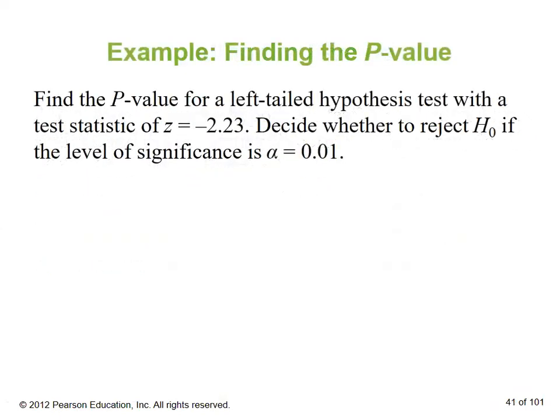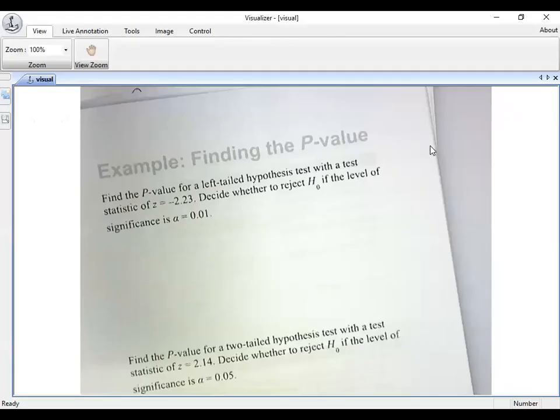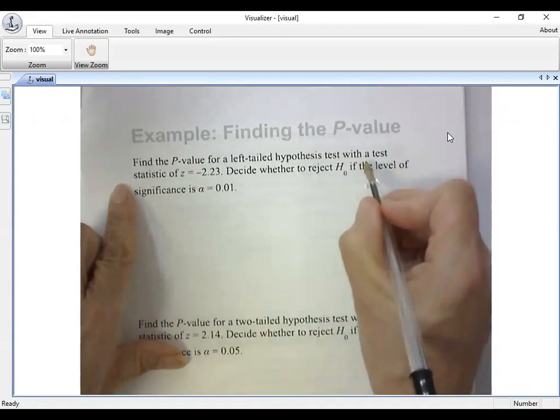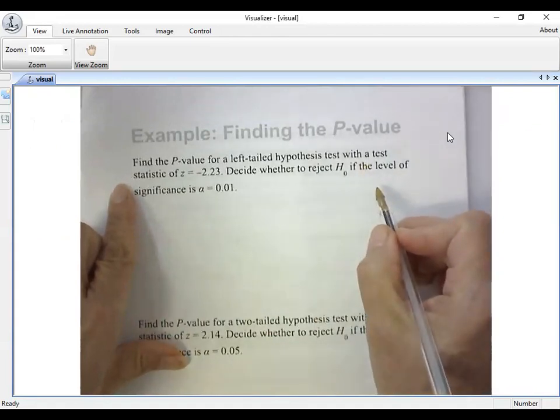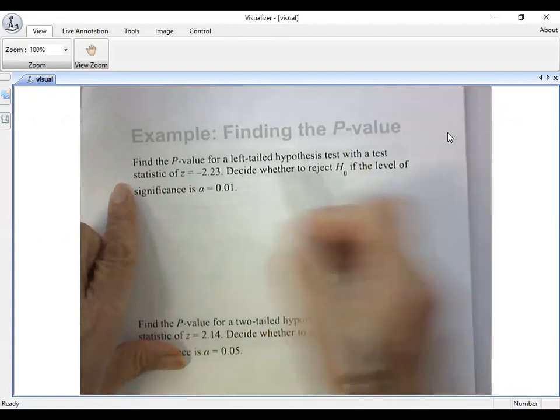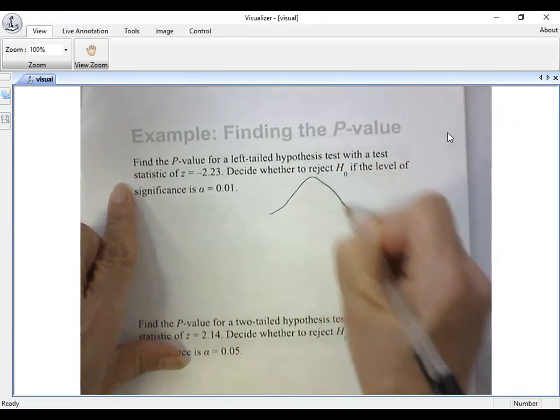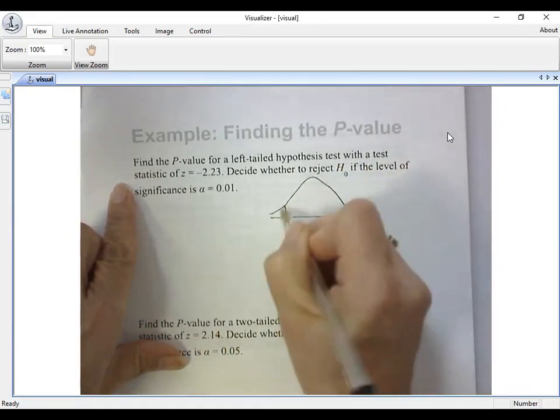All right, find the p-value for a left-tailed hypothesis test that has this test statistic, Z equal to negative 2.23. We're going to decide whether to reject the null hypothesis if the level of significance is 0.01. So let's do this together. When I see a left-tailed hypothesis test, I should do what? Draw a left-tailed region with this bell-shaped curve, right?